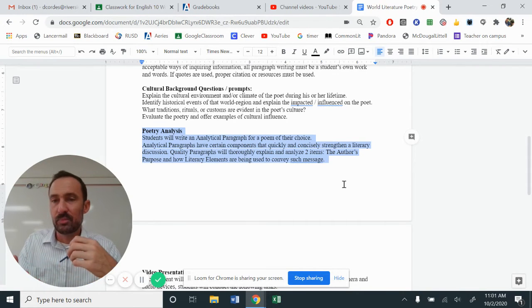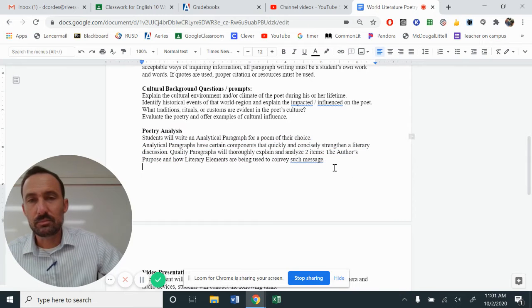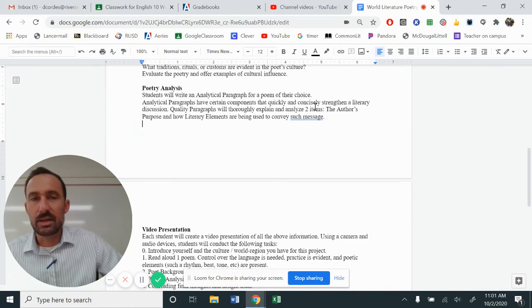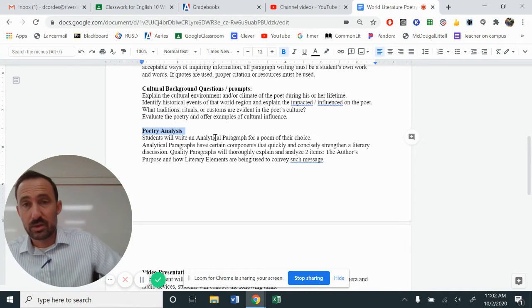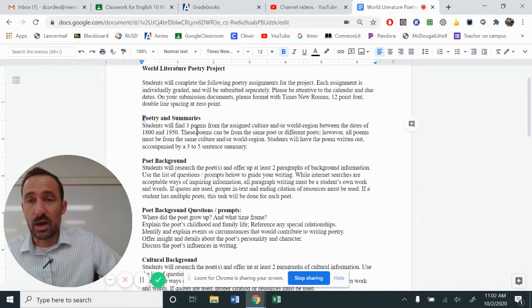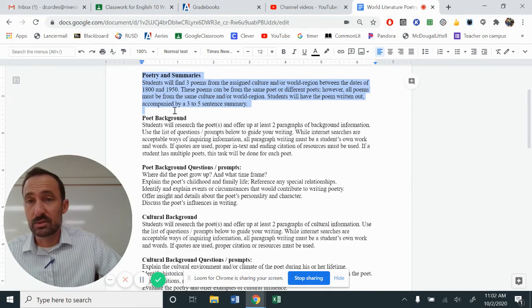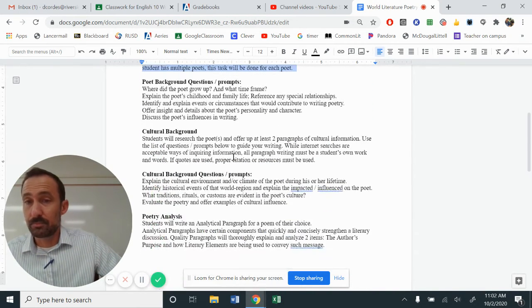Is it tone? Is it diction? What is that word that's being, or what are those elements that are being used to present that? Okay. So you're going to be conducting that and identifying the author's purpose and the literary elements. That's going to be a poetry analysis, analytical paragraph. You are doing that once. So up here, you've done 3 poems, 3 summaries. Here you did 2 paragraphs about the poet.